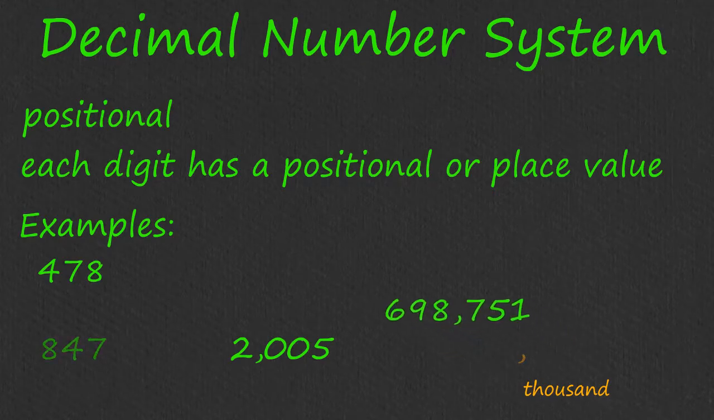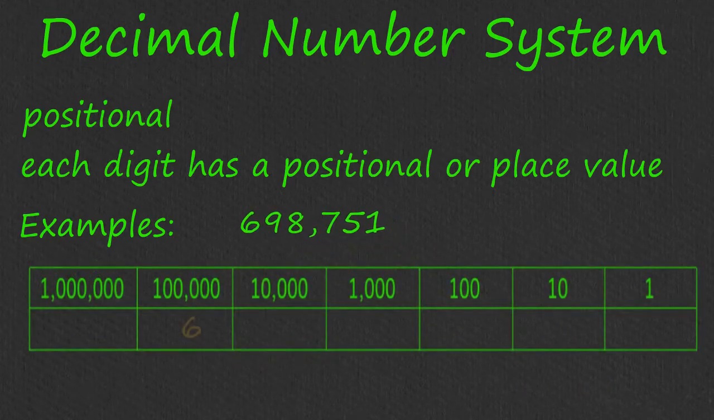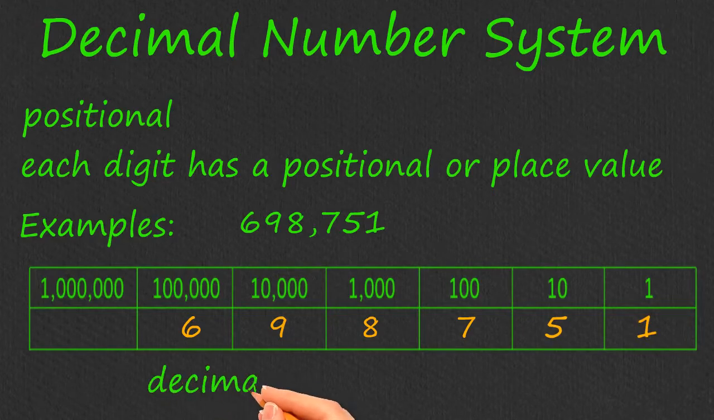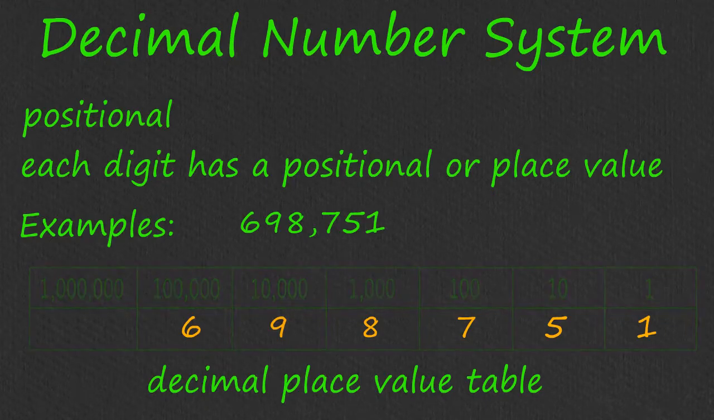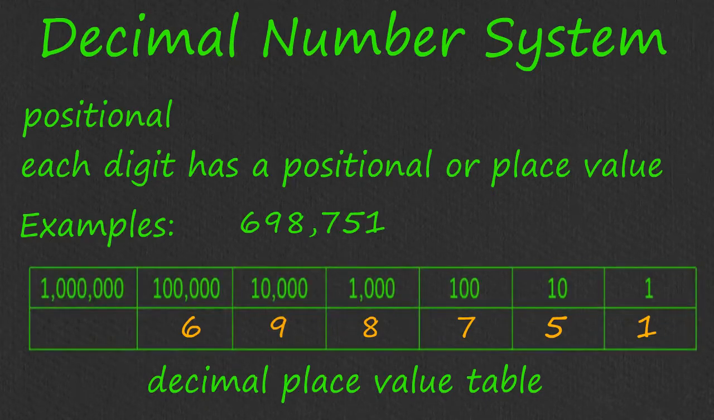Let us summarize this in a neat table, for 698,751. This table is called the decimal place value table, and it will come in very handy in the next few videos when we will discuss the properties of the decimal number system and when we will start talking about binary numbers. When you look at the numbers in the table that represent the place values, you might spot that every one of them is a multiple of 10.